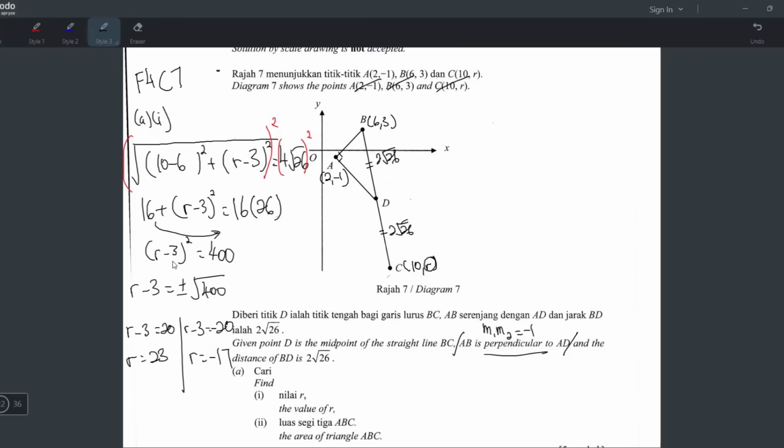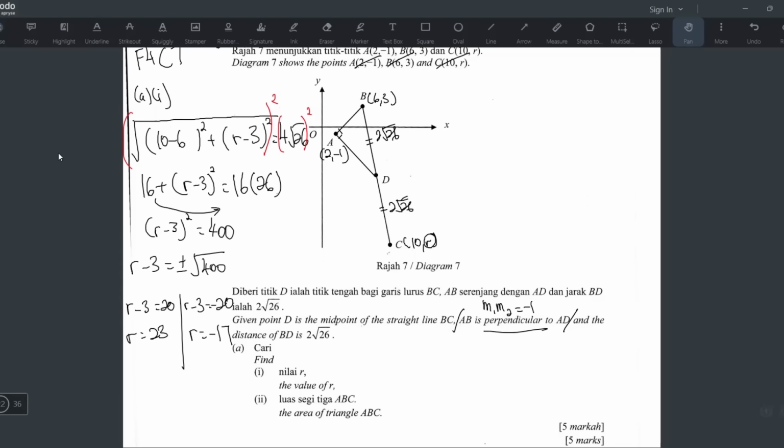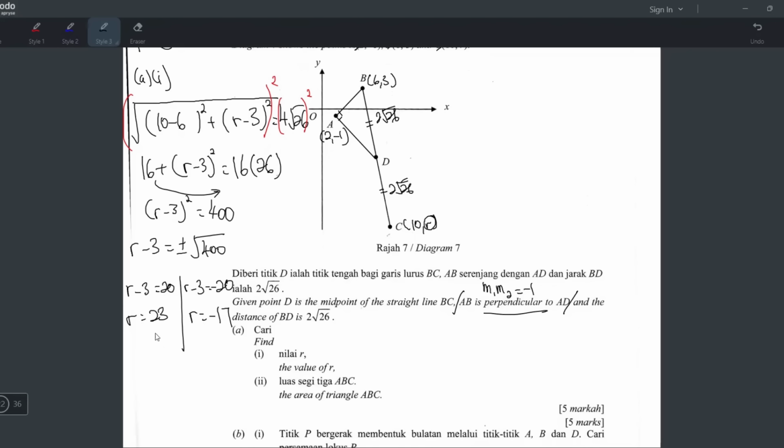Okay, what if you expand this? Can also. If you expand, you get r squared minus 6r plus 9. And then the 400 I have to bring here, so that it becomes general form equals 0. And then press the calculator, the ABC, and then you will get the same answer also. So can also, if you want to do it like that. Alright, now I end up with two answers for r.